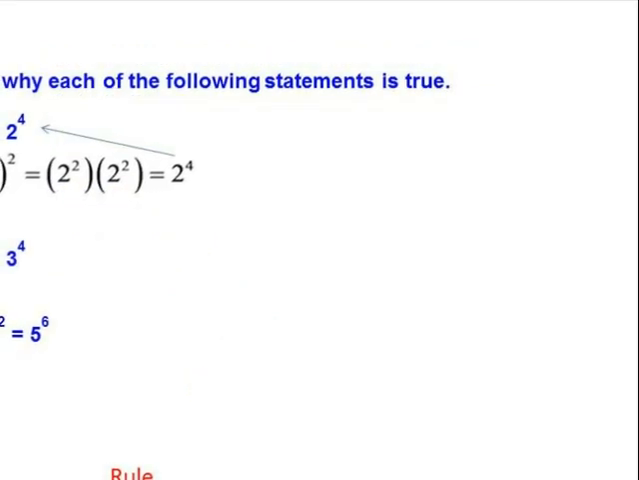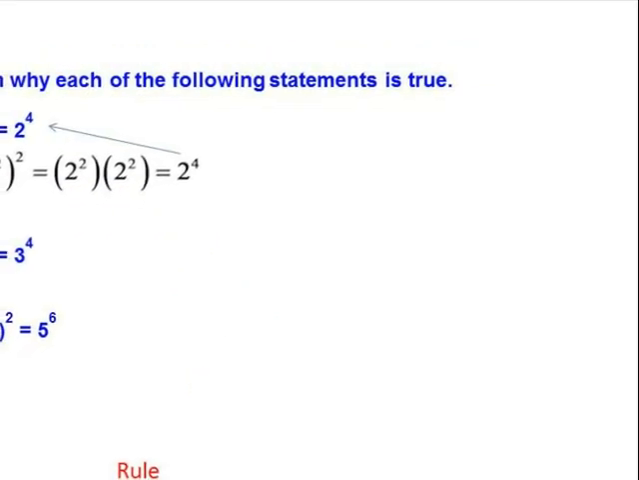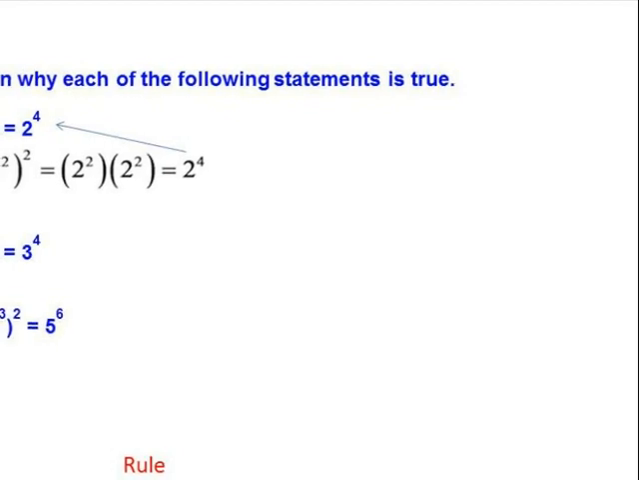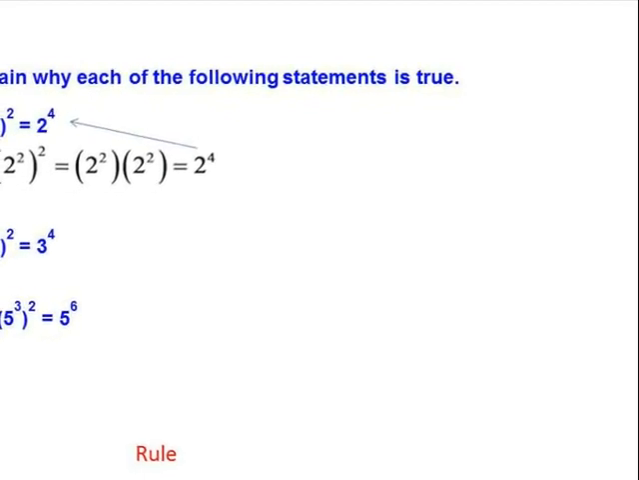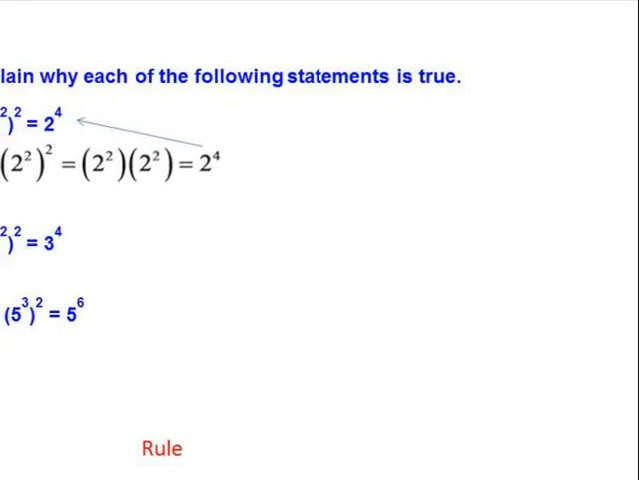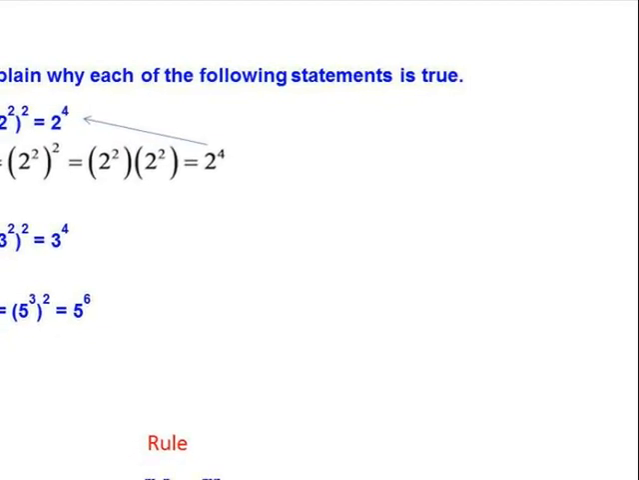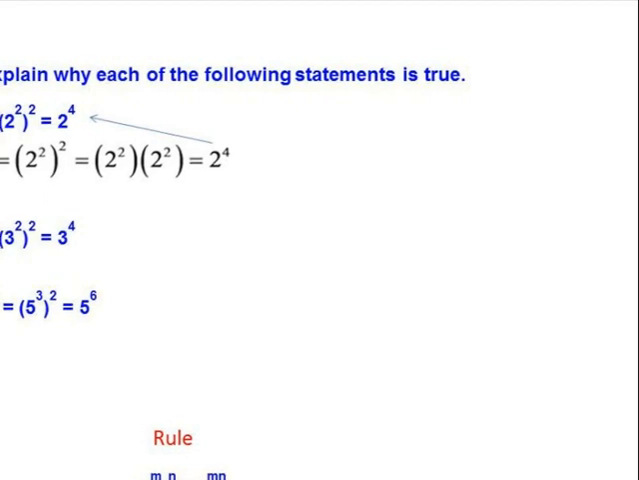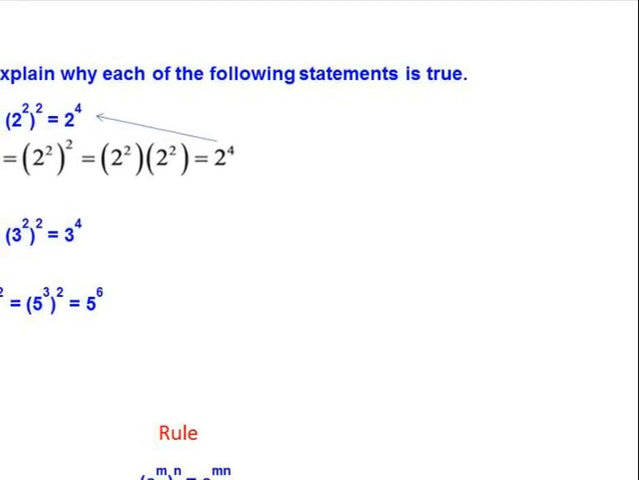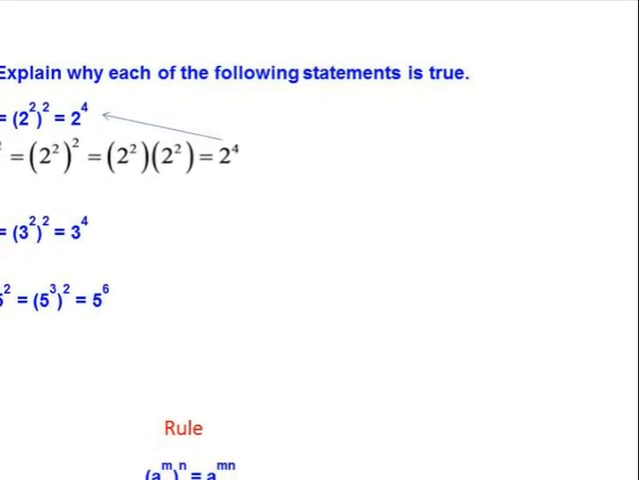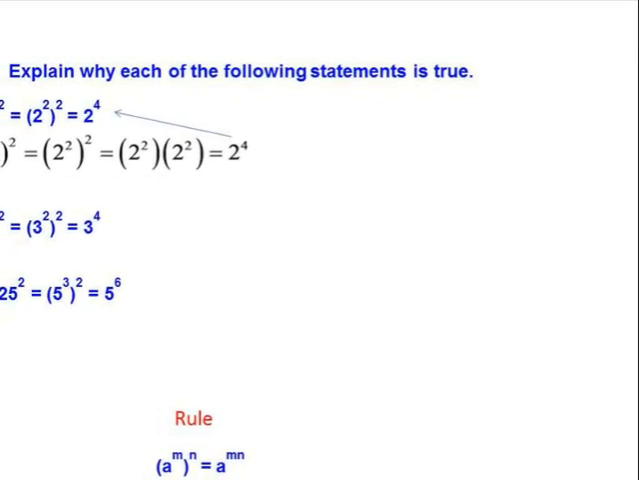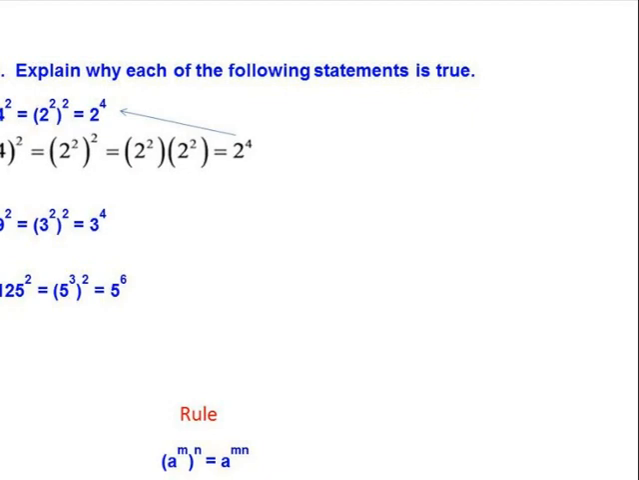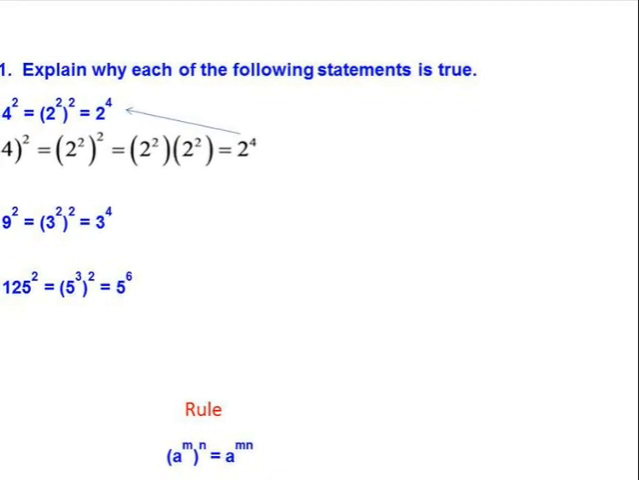All right, the next rule that we want to talk about is a rule where a power is raised to another power. So let's take a look at A. 4 to the 2nd power, we can actually rewrite that as saying 2 to the 2nd power raised to another power. In actuality, what we're saying is repeat 2 to the 2nd power twice. So 2 to the 2nd power times 2 to the 2nd power, right, is actually 2 to the 4th power.